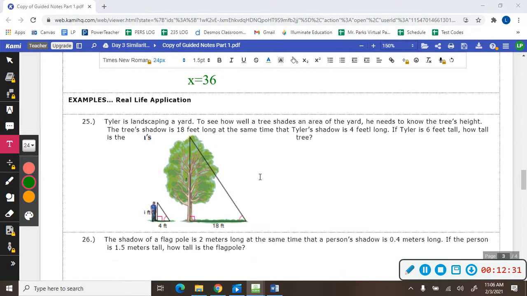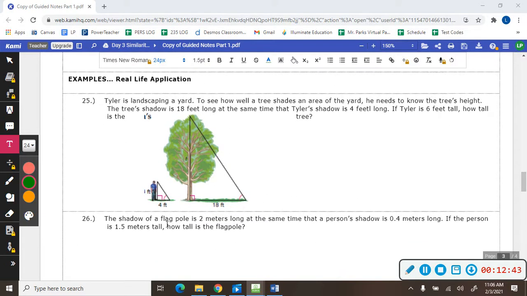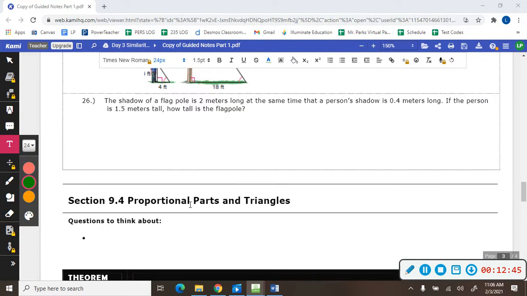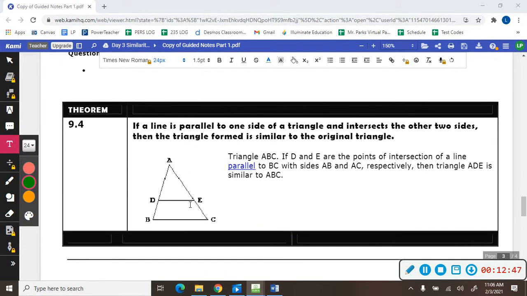Alright, other examples, real life applications. If you're standing, you could find the height of a tree, knowing that if those angles are the same, you can set up a proportion, and we've already done examples like 25 and 26. So I'm going to jump here to a new theorem.